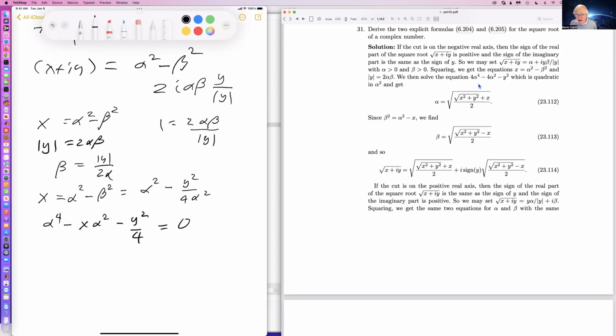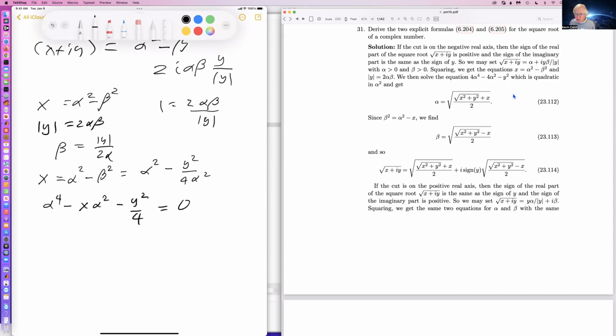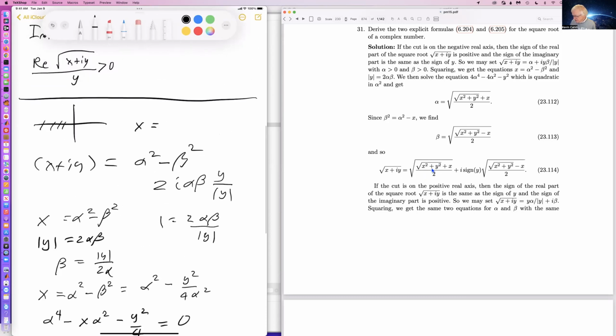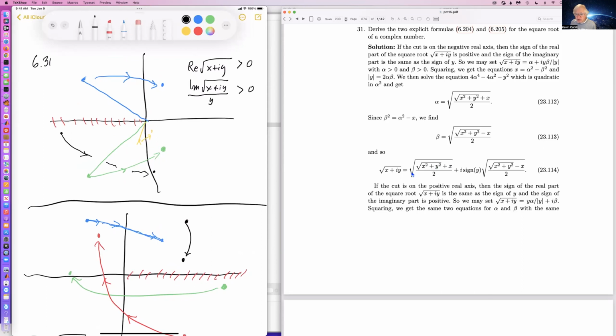Well, I must say, I've gotten myself a little confused here. If you solve these resulting equations correctly, what you get is that alpha is this, namely the square root of the square root of x squared plus y squared plus x over 2, and beta is that. And then when you got those both positive numbers, the expression we had was alpha plus i y beta over absolute value of y, and then substituting, you get that. This by construction then gives us that the real part is automatically positive, and the imaginary part has the same sign as y. So that's how that works. And I must say, there's either a misprint or I'm missing something here.